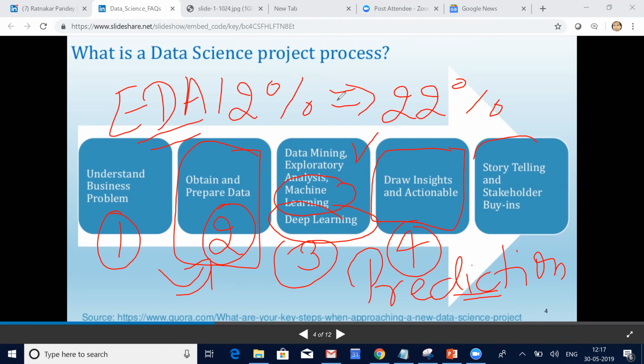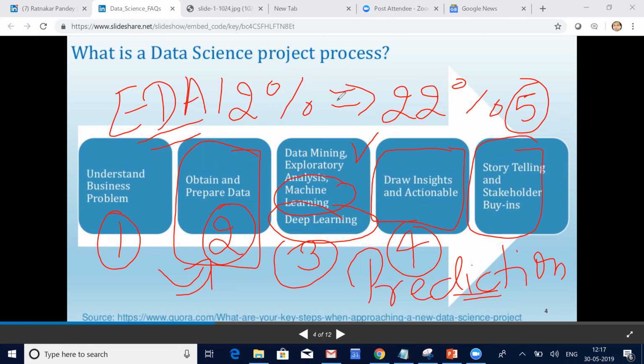And last but not least, the most important part is: how do you tell the story? How do you tell the story to your stakeholders? You may have done a fantastic job in understanding the business problem. You may have done a fantastic job in all the remaining steps in terms of getting the data, doing the analysis, building the models, and so on and so forth. But you have to convince your stakeholders. You have to tell a story that people are willing to buy. People can correlate to that, right? And then they are willing to take some actionables based on that.